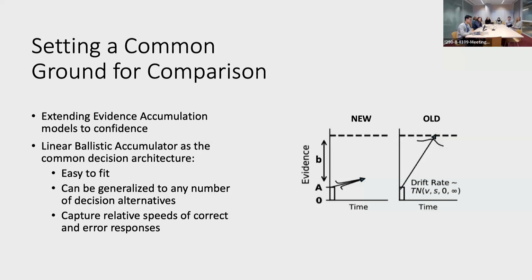In LBA, each decision alternative is associated with an accumulator. In each decision trial, evidence begins to accumulate from a random point that's sampled from a uniform distribution with height A. The parameter B represents the distance between the height of the starting point distribution and the decision threshold. Evidence accumulates with a drift rate V, which is sampled from a normal distribution. The memory strength of the item determines the mean drift rate, and a higher drift rate will produce faster accumulation.